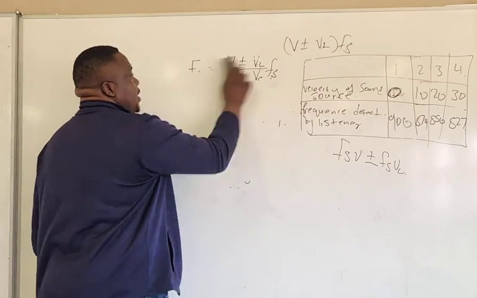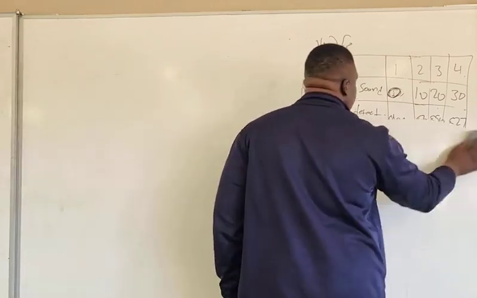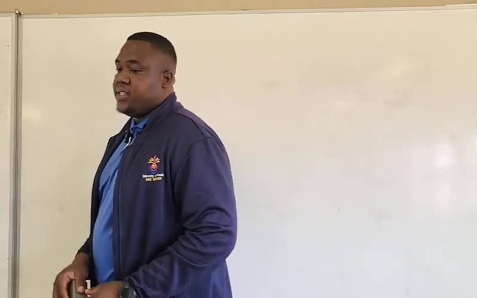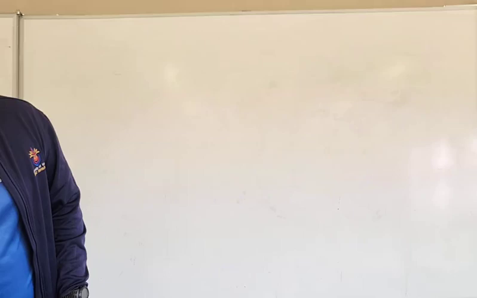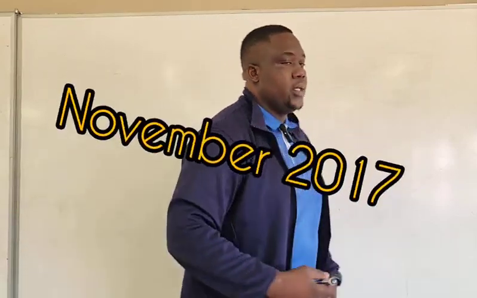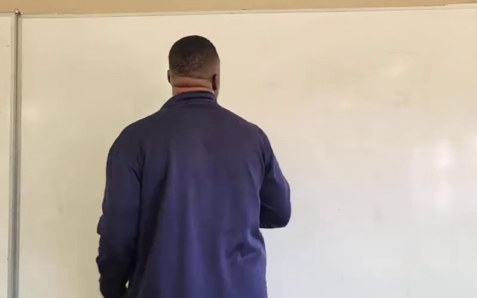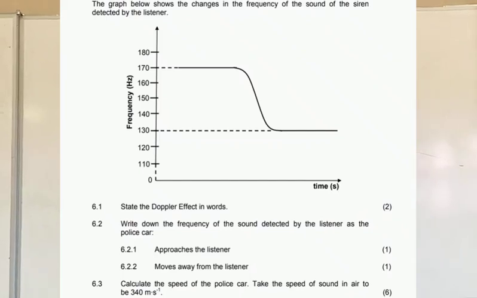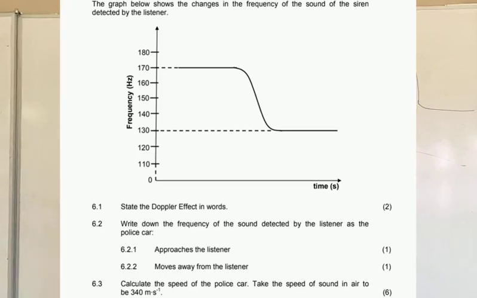Okay. Ladies and gentlemen, let us go to another question paper. I want us to treat a question paper for November 2017. It is a graph. We have a graph like that. That is the graph that we have there. And that graph I've got 170 and 130.